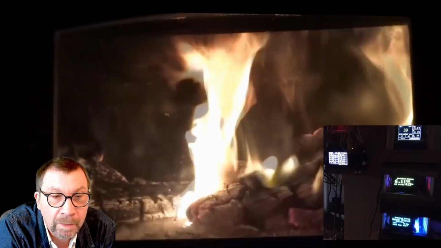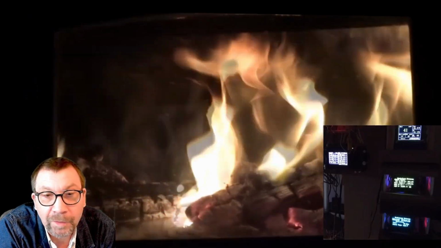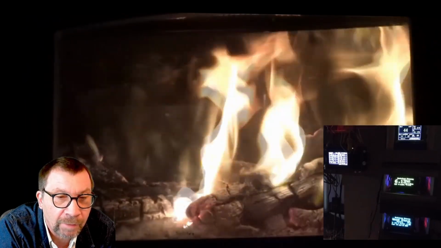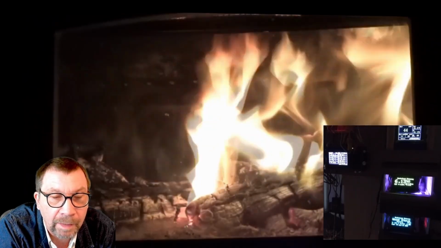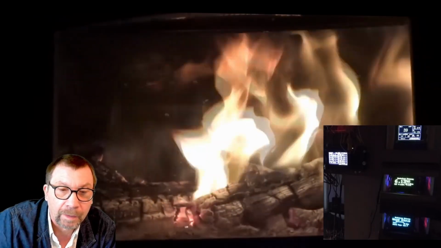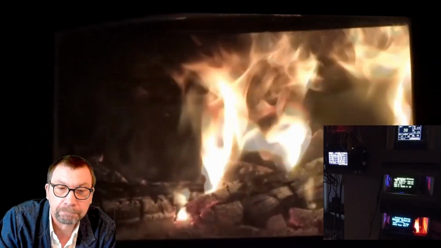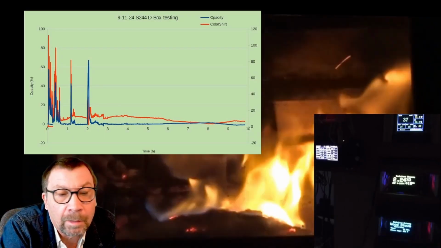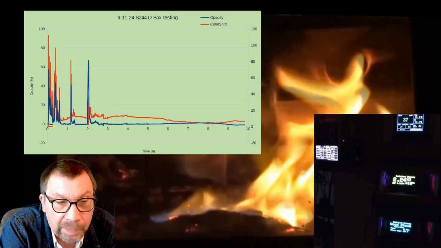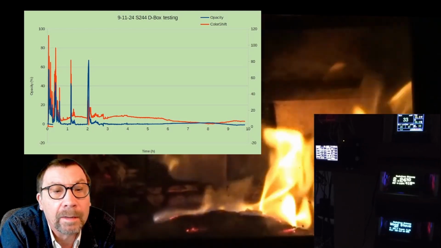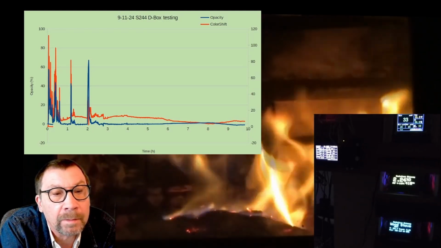So we're gonna watch this box control a fire, and we're going to discuss several things about controlling fire and measuring the smoke emissions from the fire. 254. This is the color shift and opacity readings from the test we did with the D box, and it looks rather good.